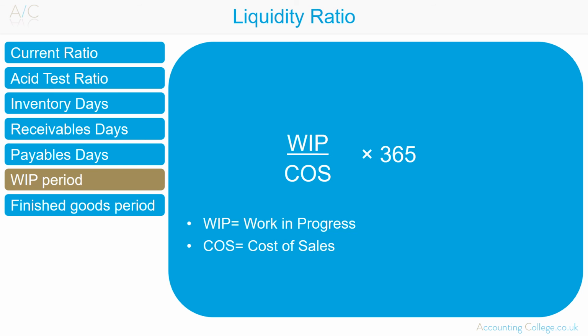Work in progress period. Work in progress period is the average work in progress divided by cost of sales. It is the number of days an organization takes to convert raw materials into finished goods. Work in progress refers to all materials and partially finished products that are at the various stages of the production process.